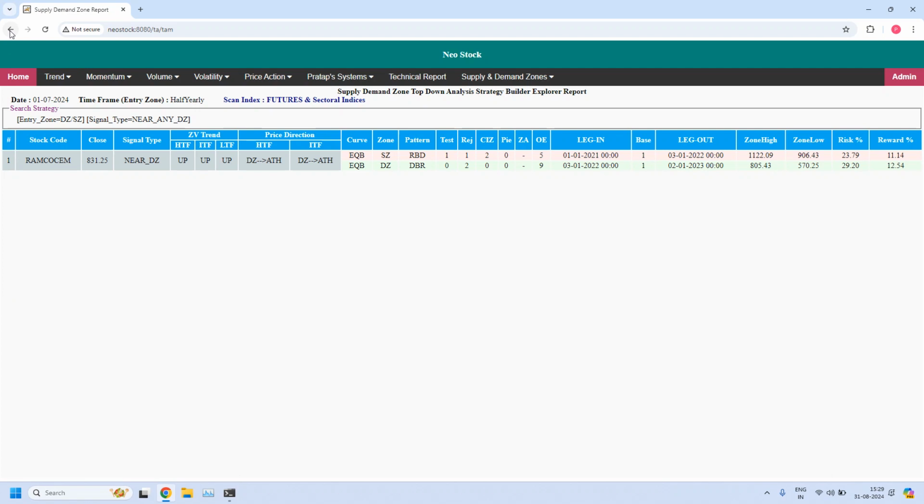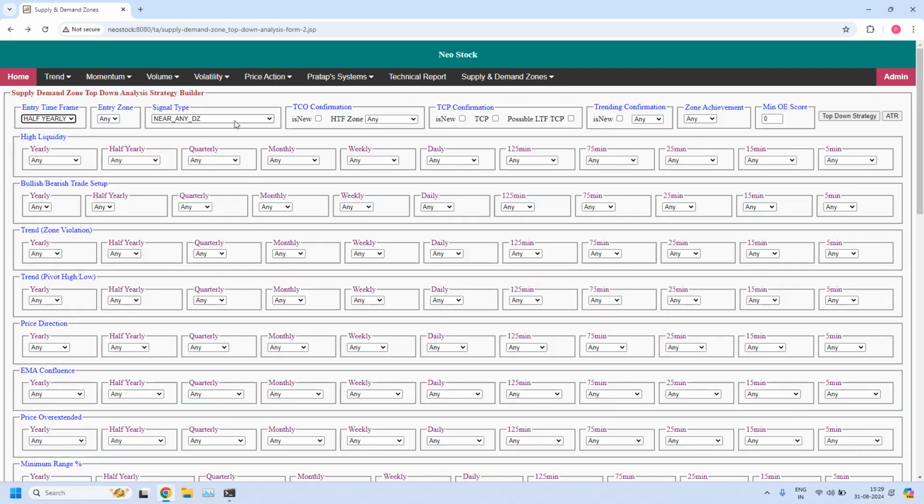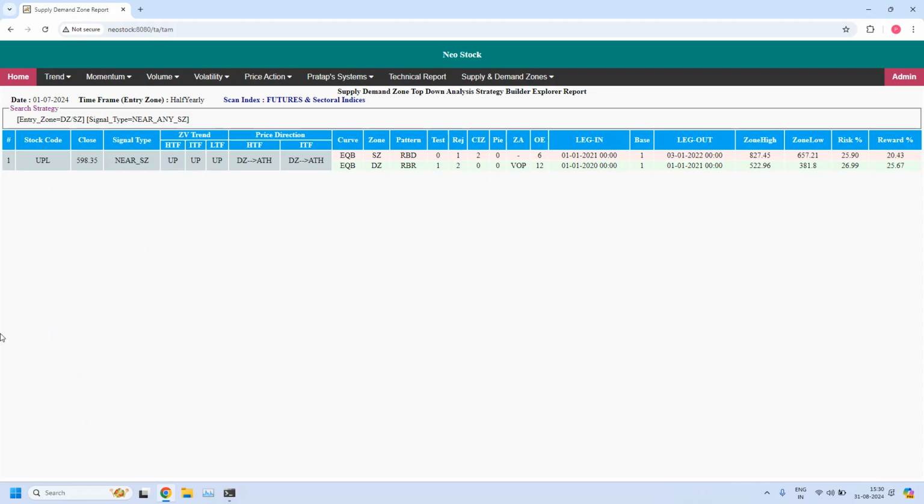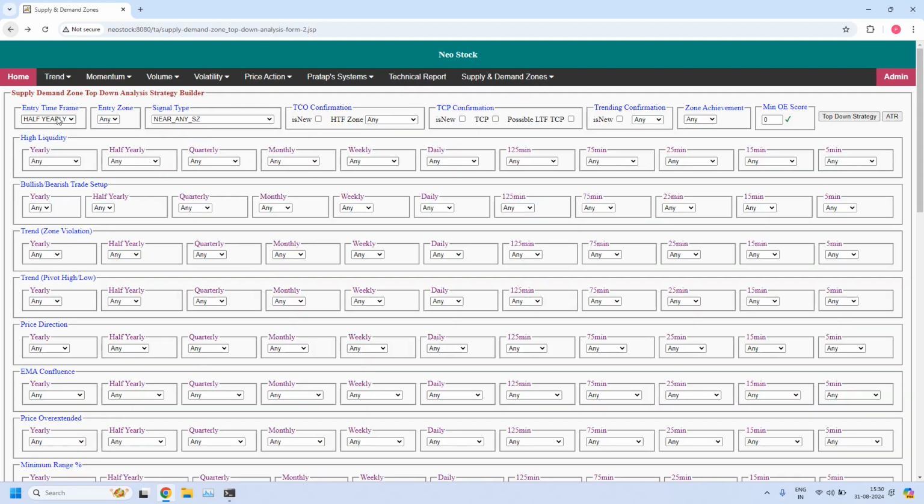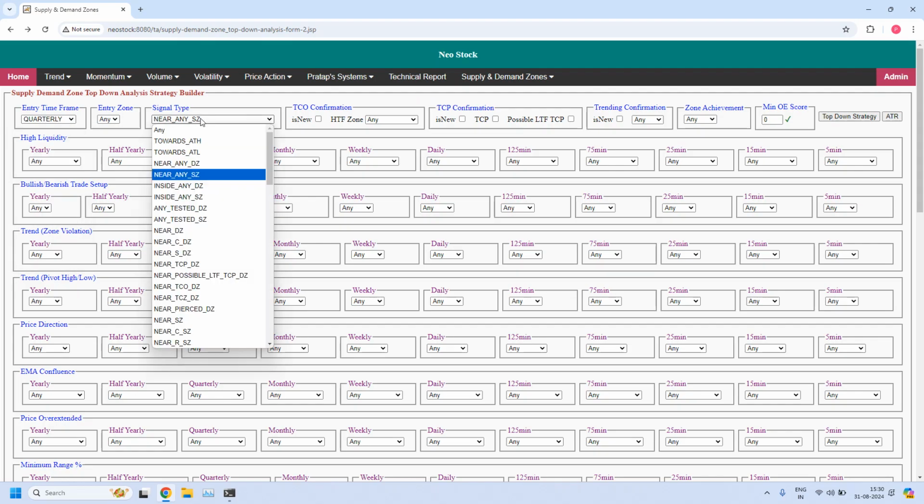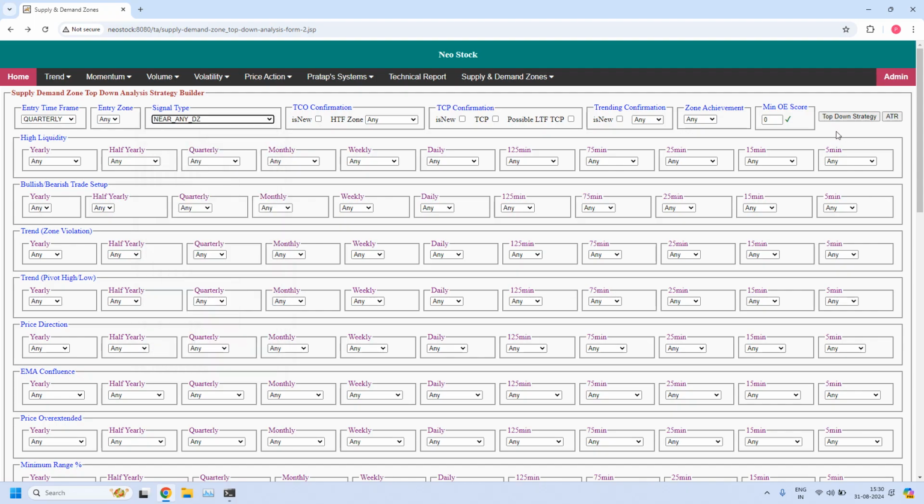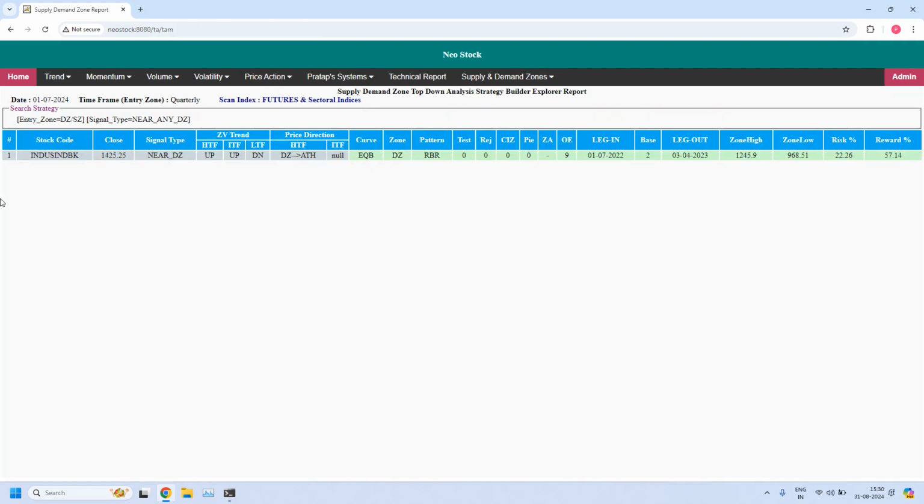Now let's generate the next report for half yearly time frame. Let us find the stocks near half yearly supply zone. One stock is filtered near to the half yearly supply zone. Next time frame is quarterly. Let us find the stocks near quarterly demand zone. Only one stock is filtered near to the quarterly demand zone.